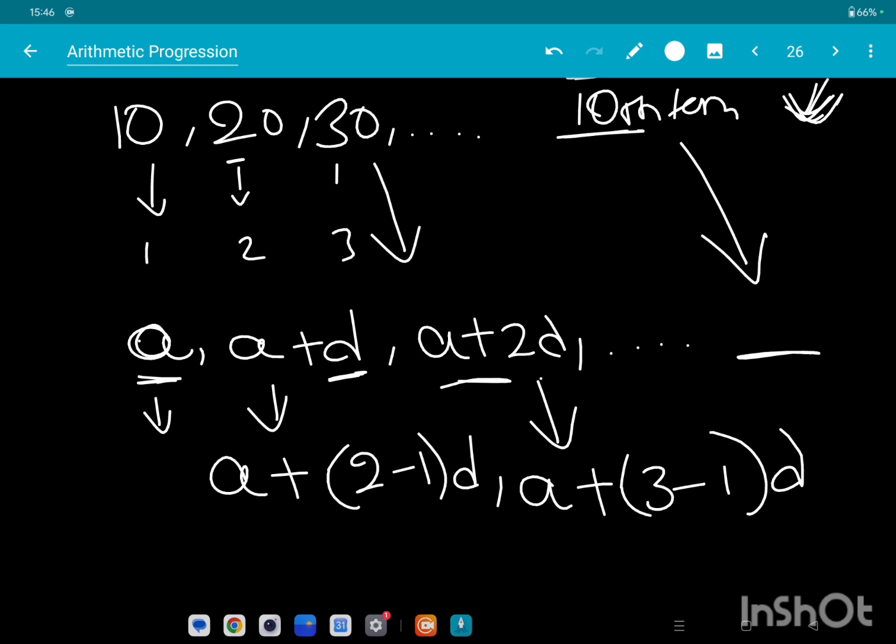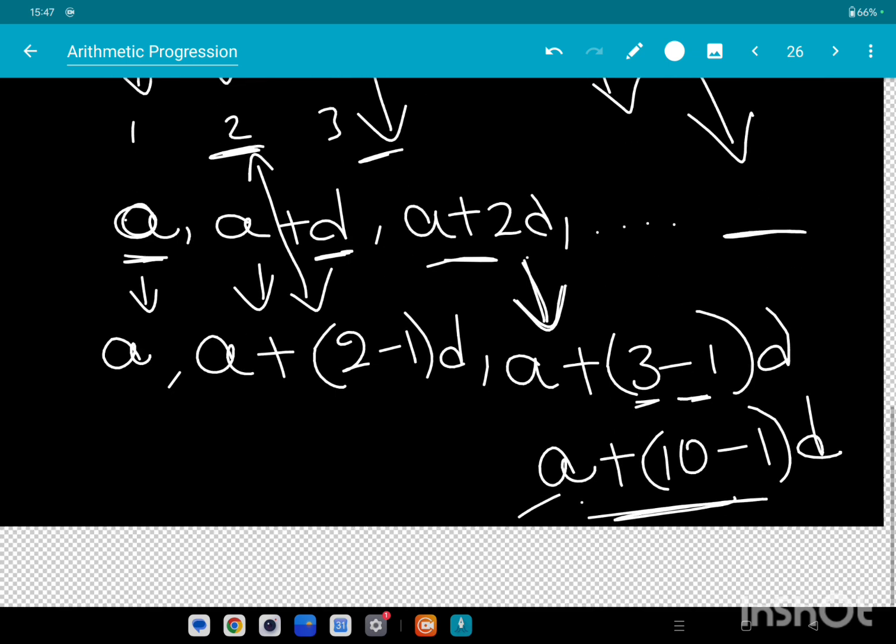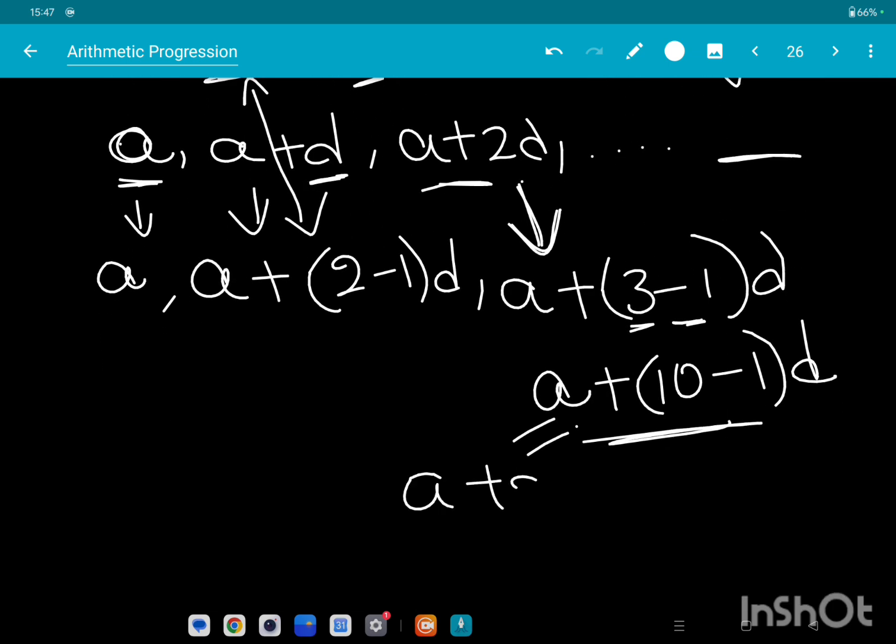So here, just think, what do we observe? The second term we can write with 2 minus 1, then we get the second term. And in the third term, I will write 3 minus 1, then we get the third term. In the same way, if you want to know the 10th term, how can I write it? a plus 10 minus 1 into d is the 10th term. Then what is the 10th term here? It is a plus 9d, right?